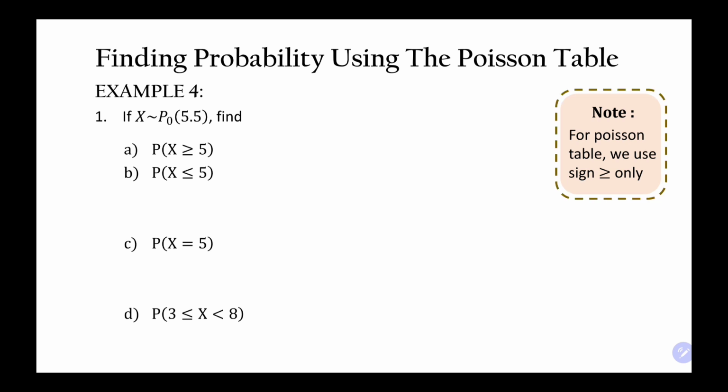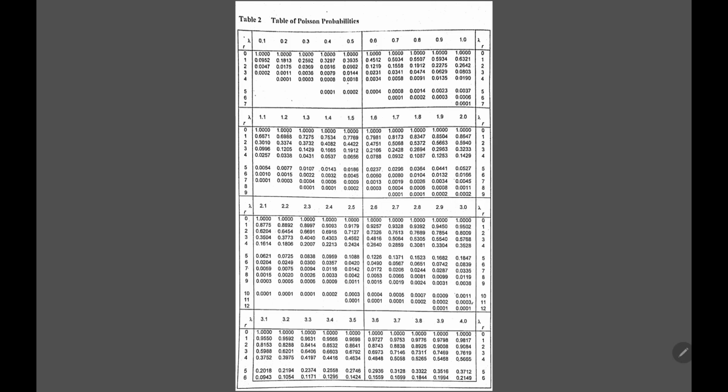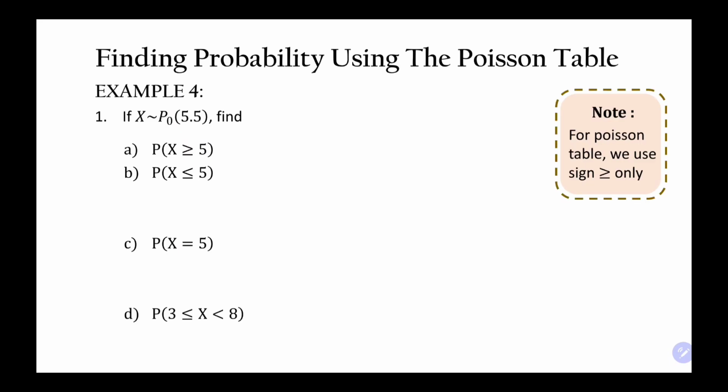Before we start solving this question, we look at the Poisson table first. For the Poisson table, we have values for lambda in this row, and values for r in this column. We have r at the left side and r at the right side. Let's look at example number 1.